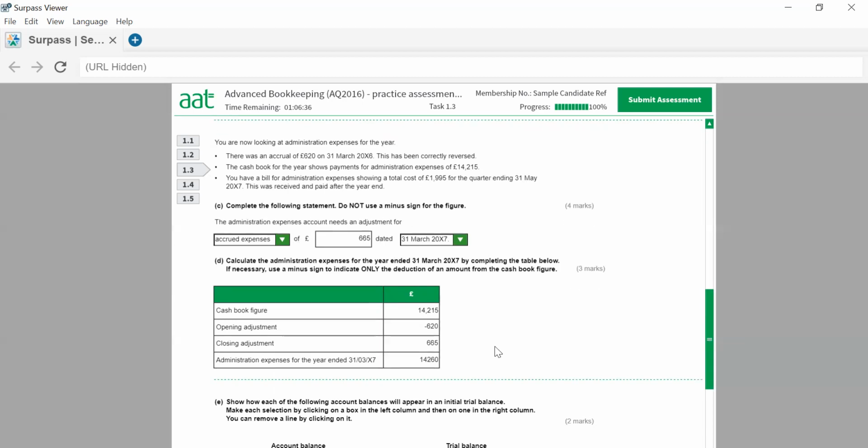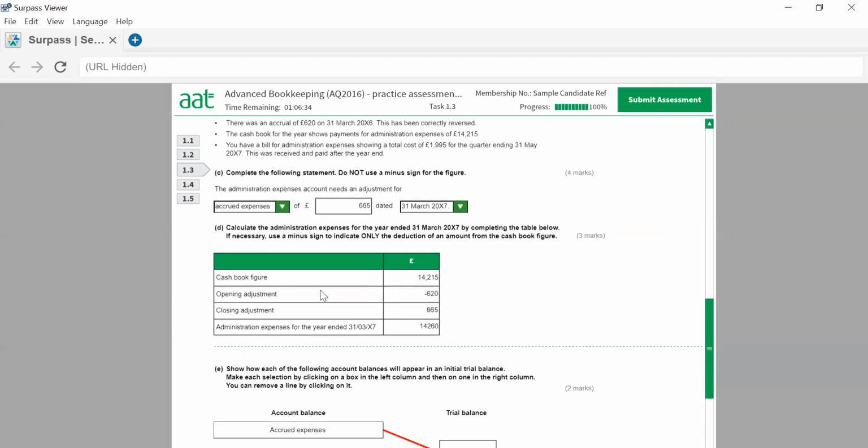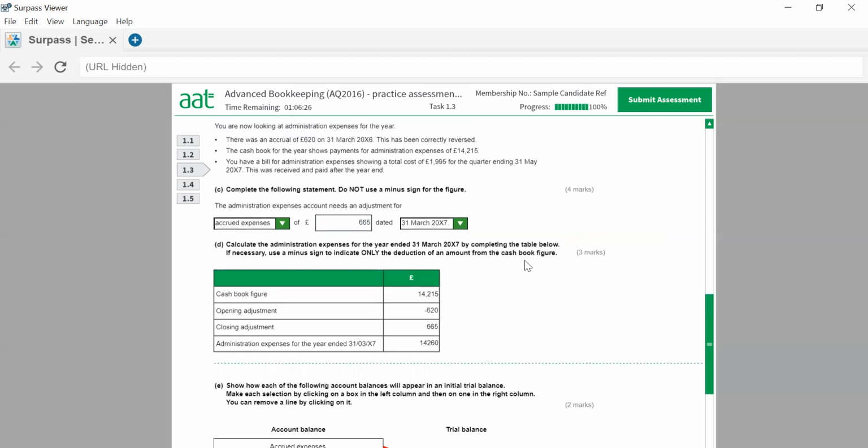So I don't like the way they do this, I'm going to prefer T accounts maybe. So the cash book figure was the bank, which is the £14,215 that we paid. We take off that closing adjustment here, which if you had your T account, you'd see, the 620. And then we add the closing adjustment, which is 665, which gives us an admin expense of 14,260.